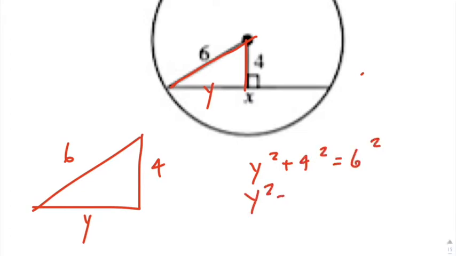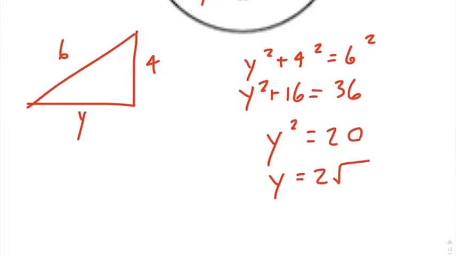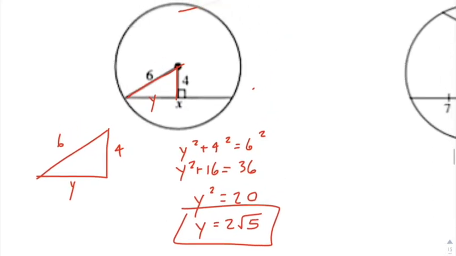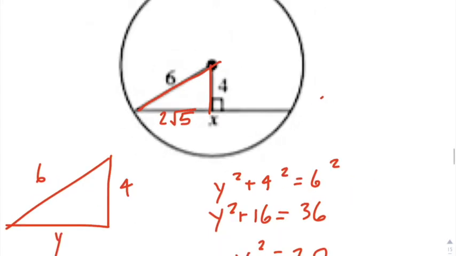Okay, so that's y squared plus 16, and then I guess equals 36. Subtract, you get y squared equals 20. And then simplest radical form, I think, comes out to 2 square root of 5. Let me redo that. That is y. That is not actually your answer. That is just this half of it. 2 square root of 5.